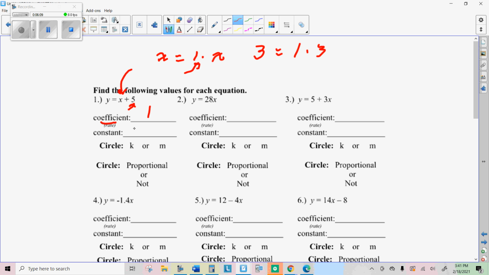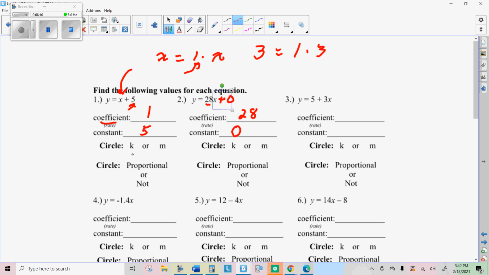If it's subtracted, it's negative; if it's added, it's positive. So in this one, it's 5. All right? Now on this one, the coefficient, the number in front of x, is obviously 28. The constant is not there. There's nothing added on. And remember, we actually could write plus 0 if we wanted. It's just that adding 0 doesn't change it. So, like I said before, we're kind of lazy. We don't need to do that. But when there is no number added on, there's just a term with an x, then the constant is 0.